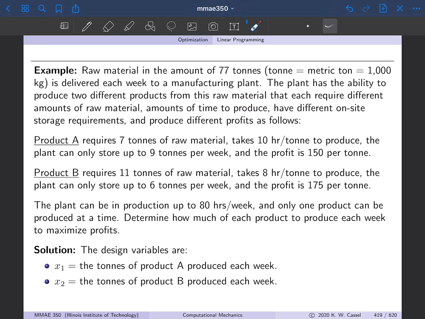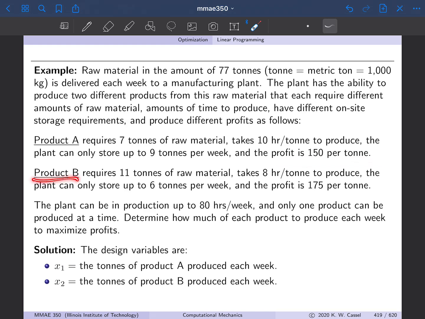So here's the summary of that. So product A and product B. Product A requires 7 tons of raw material. It takes 10 hours per ton to produce, and the plant can only store up to 9 tons per week. And the profit is 150 per ton. Again, like in a couple examples ago, it could be $150, $150 million, whatever unit you want to put on there.